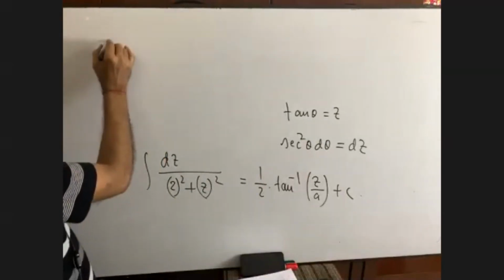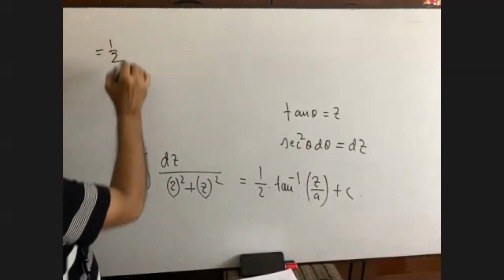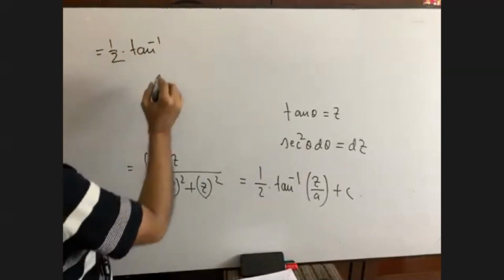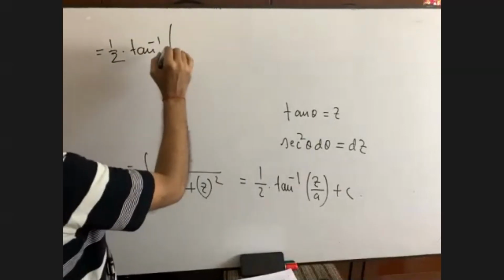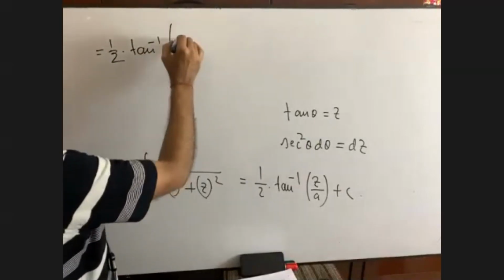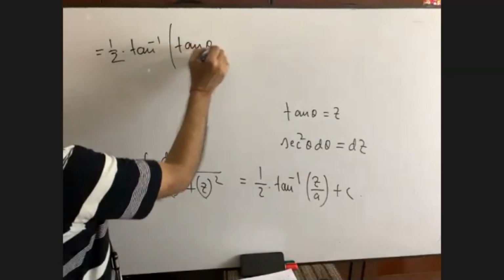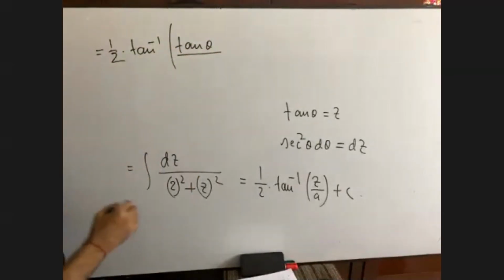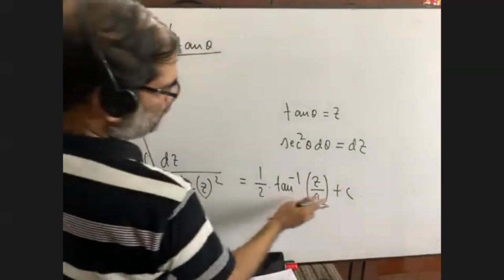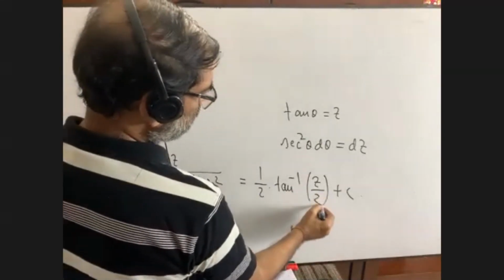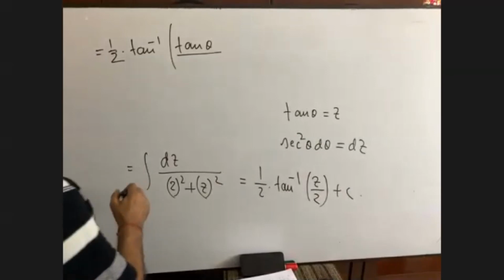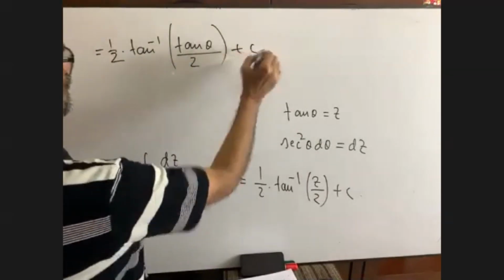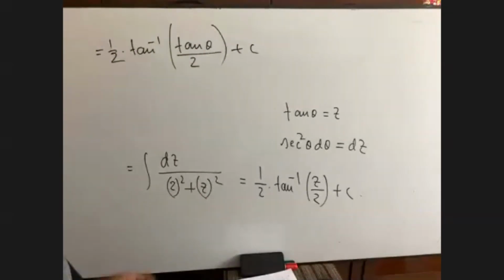It is half, okay? tan inverse, z equals to what? Tan theta by... where am I getting a? It is not a, it is 2, z by 2. Yes sir, it is 2. Okay, plus c. I don't know, is it in the answer or not?